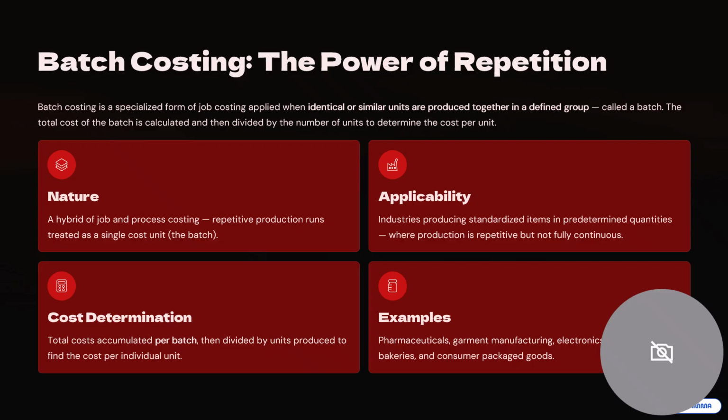Batch costing is used when similar products are made in groups called batches. Instead of calculating cost for each item, we calculate cost for the whole batch.